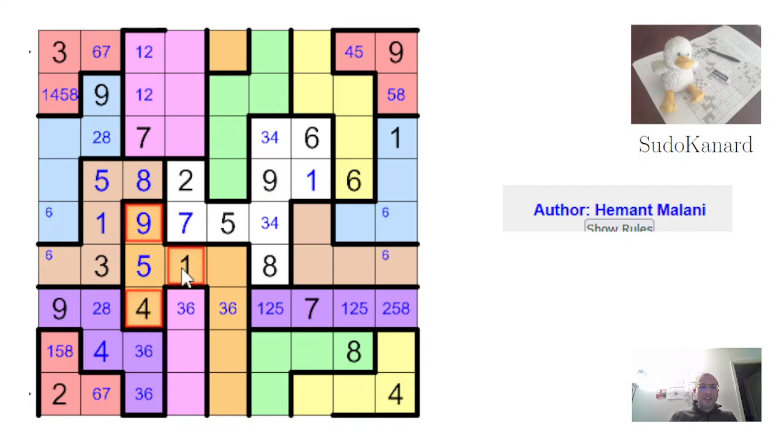9, 4, 1 are nowhere in those cells, so they must be here. So that's the 4, that's the 9, that's the 1. And the rest of this row needs 3 and 7. There's a 3 here. So that's 7, that's 3.